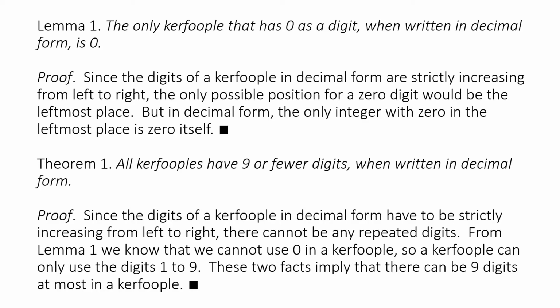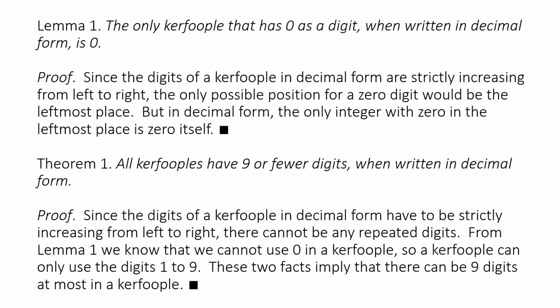Since the digits of a Curfupal in decimal form are strictly increasing from left to right, the only possible position for a 0 digit would be the leftmost place, the leftmost digit. But in decimal form, the only integer with 0 in the leftmost place is 0 itself. So we would consider an integer with 0 in the leftmost place other than 0 to not be proper decimal form. That's just not the way we write integers usually. All right, so if you're convinced by that, then we can use that to prove Theorem 1.